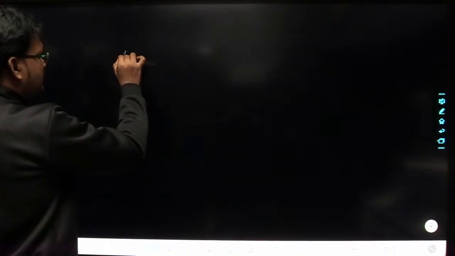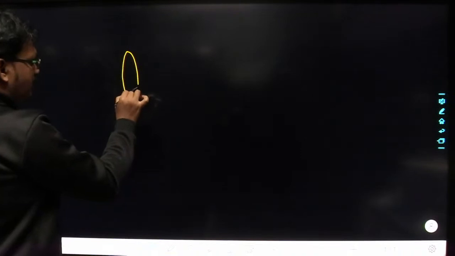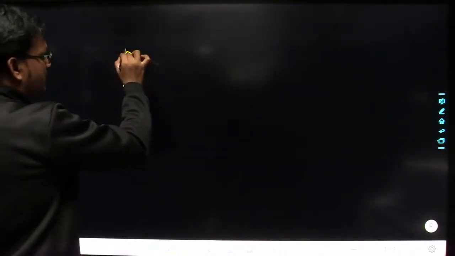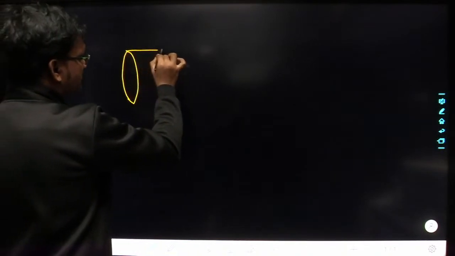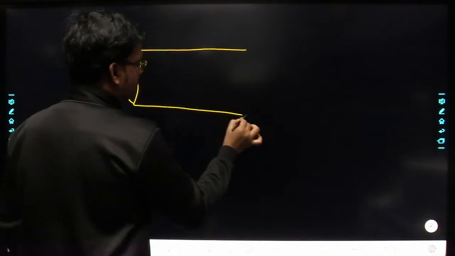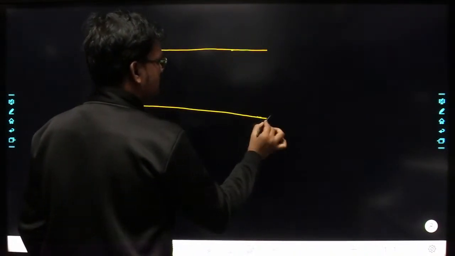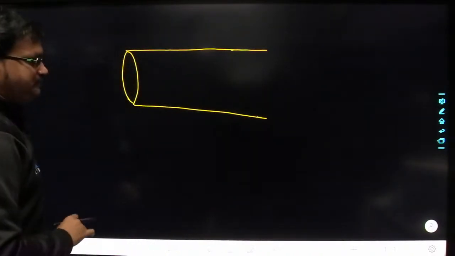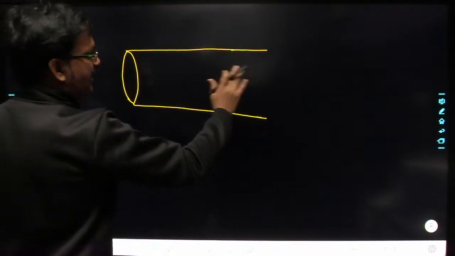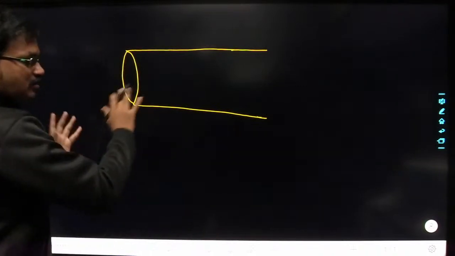Now here I am considering a conductor, which is having circular cross section. So I am considering a conductor like this. Let us assume this is a conductor. Now let us assume the end of this wire is present somewhere and I have applied some potential difference across this wire.